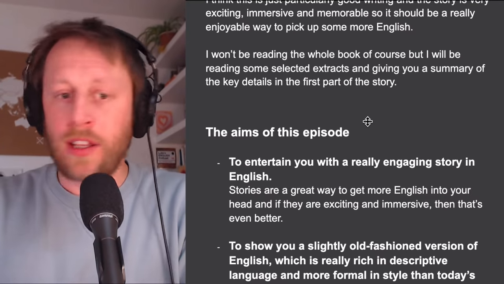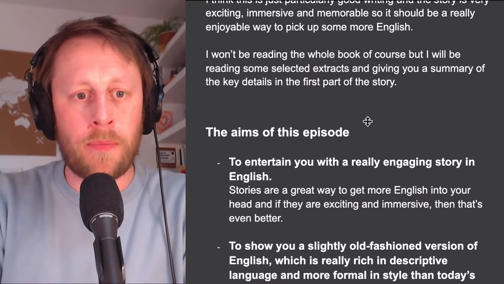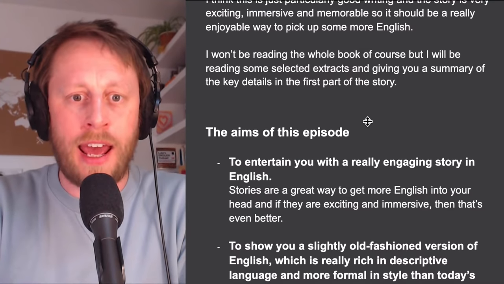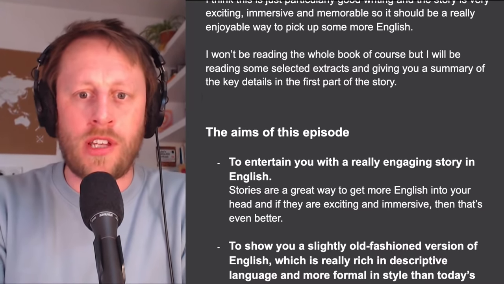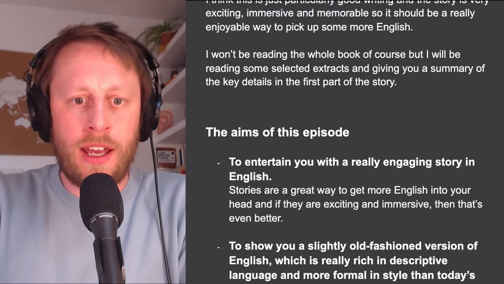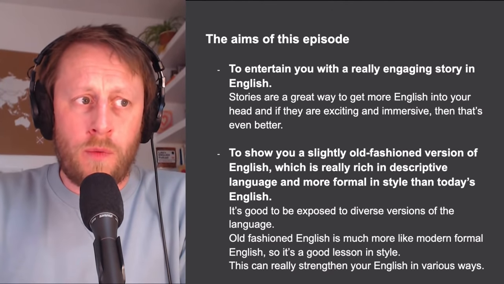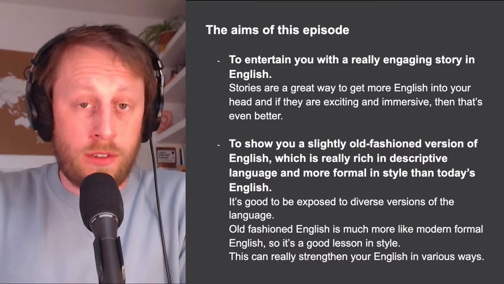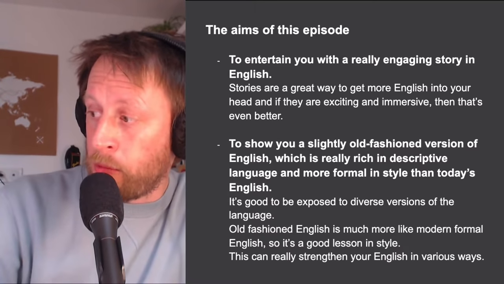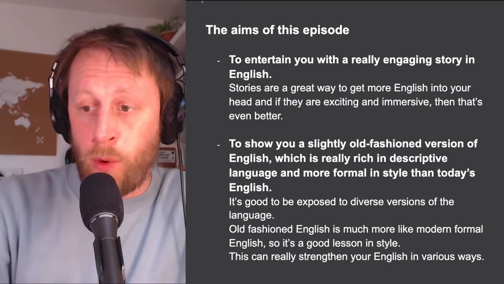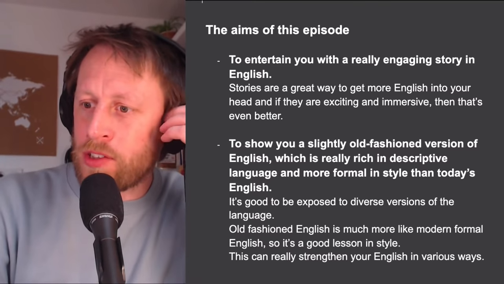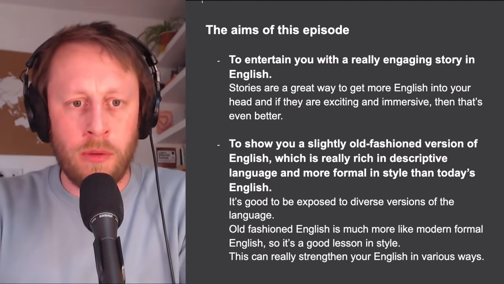I won't be reading the whole book, of course, but I will be reading some selected extracts and giving you a summary of the key details in the first part of the story, okay? So if you want, you could pick up the story yourself, pick up the book and read the rest. Anyway, I'll be covering the main parts of the first section of the book.